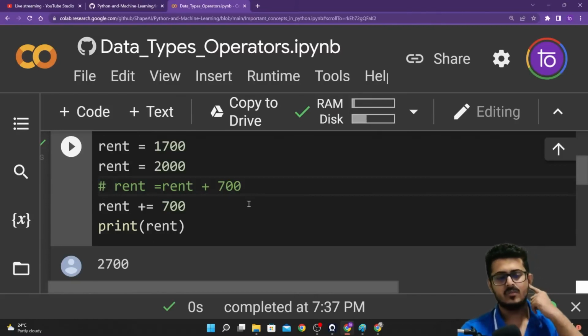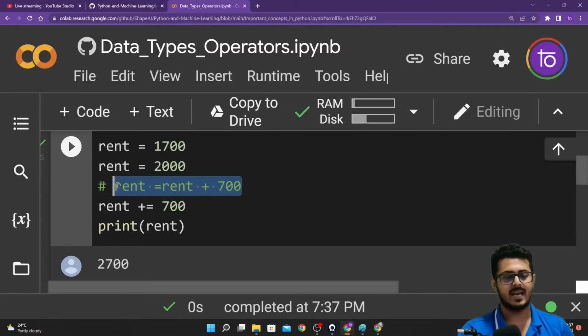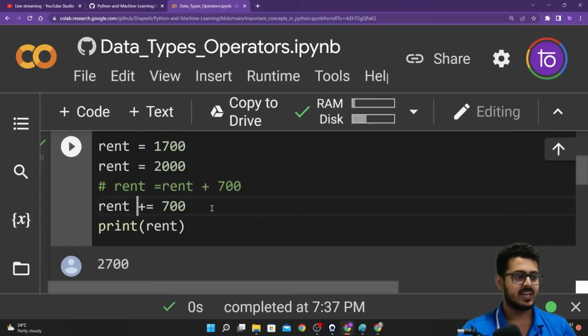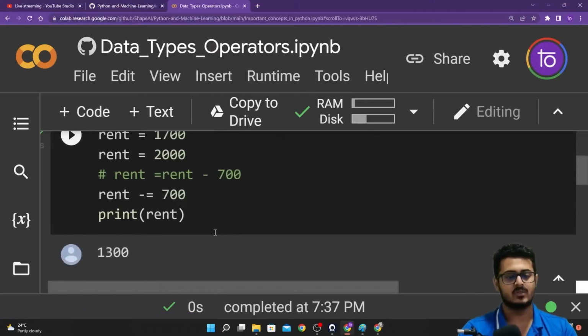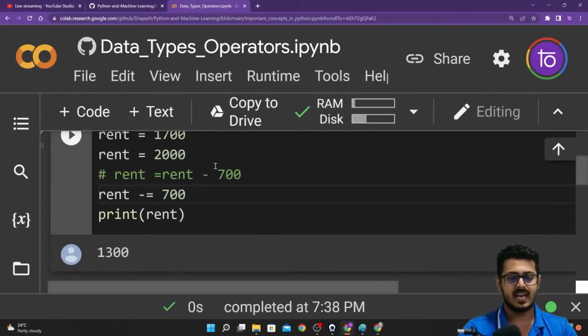So we are replacing this line by plus is equals to. We can use other assignment operators as well. For example, we can have rent is equal to rent minus 700. We can write it as rent minus is equals to 700. That will give us 2000 minus 700, that is 1300 right over here. We can replace it as rent is equal to rent multiplied by 700.